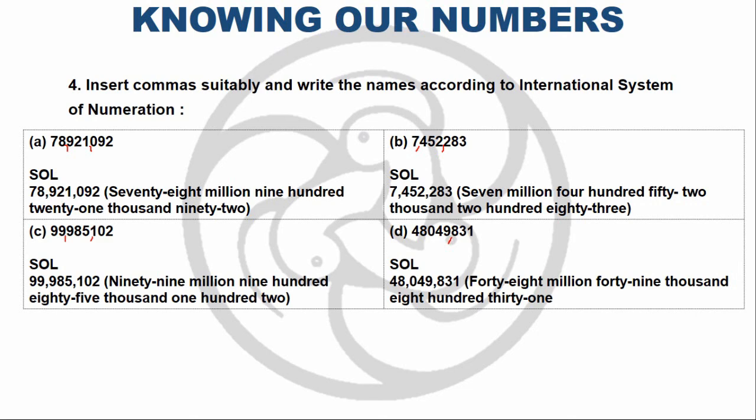Next one: after 3 digits we have to put a comma to separate thousand. So after 3 digits we have to put a comma to separate million. So how can we read this? 48,049,831.